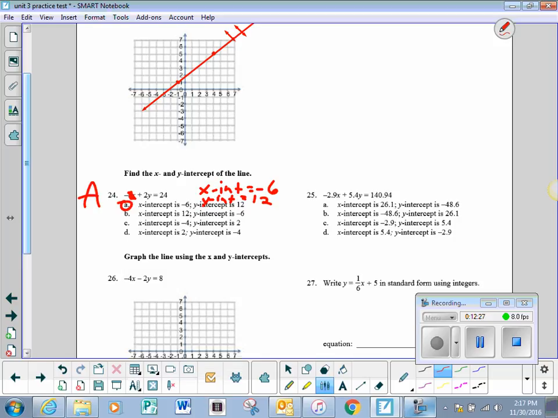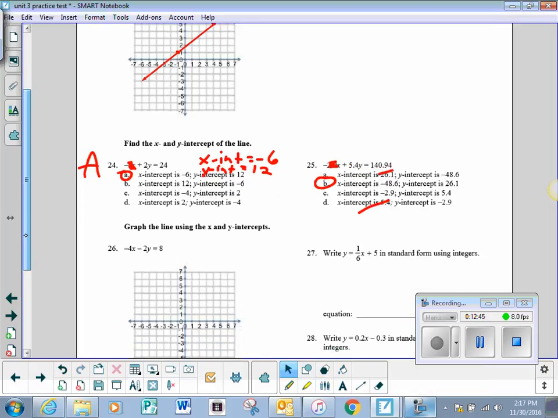Okay, 25, same deal here. When I make that 0, the x-intercept is going to be negative, so I can cancel that one and that one. And it's going to be b. Okay? And when I do the same thing for y, just to confirm my answer. So that one was b.